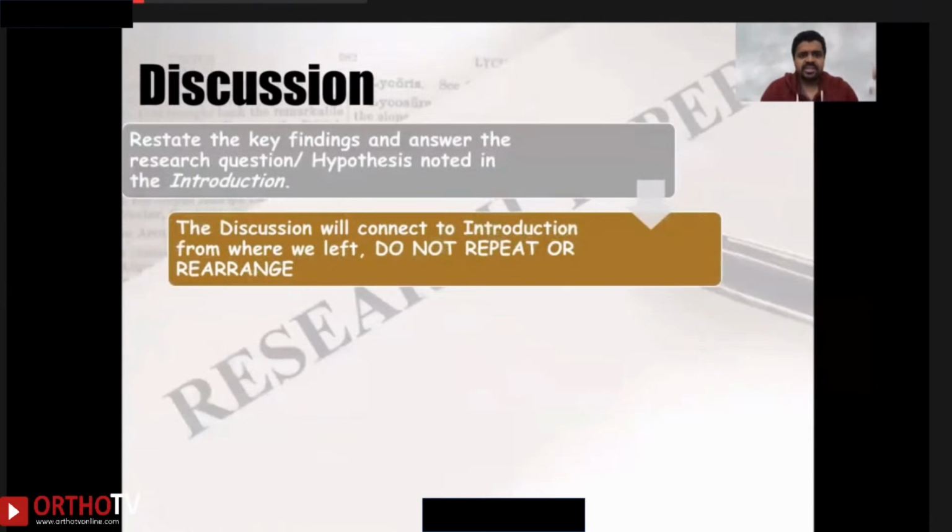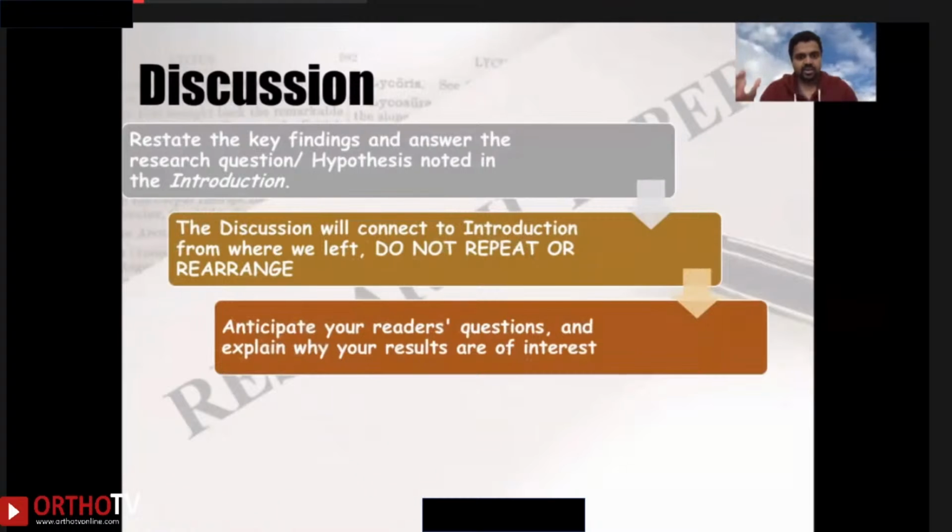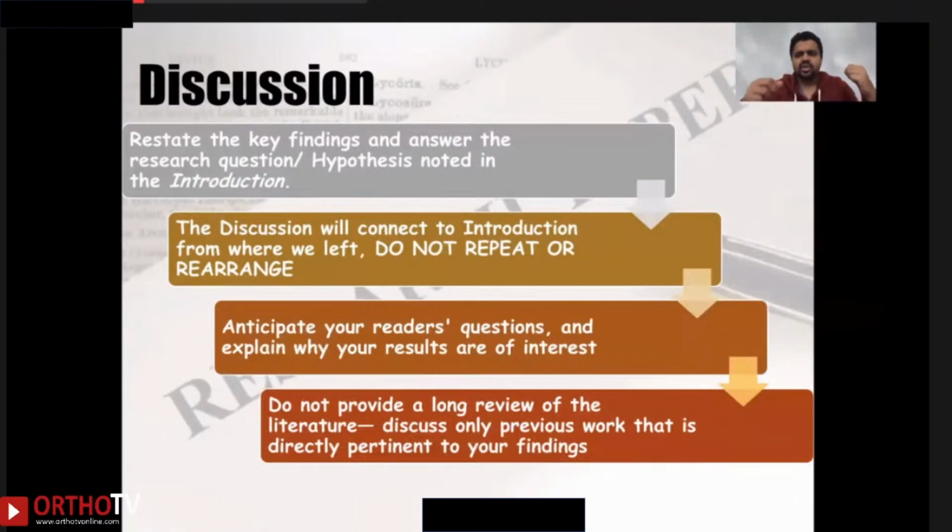So you can break it again: restate the key findings of your paper, of the research question which you would ask. See, one more thing is, the introduction is separate. Where you left the introduction, there you start the discussion. Do not just repeat or rearrange. This is one of the common problems we come across: the same introduction part we find in the discussion. They should be different. You should anticipate the reader's questions and explain why your results are important. And again, do not include a lot of references in an original research paper, only what is relevant. In a systematic review or meta-analysis, it is different, but here, include good quality references in a controlled way.